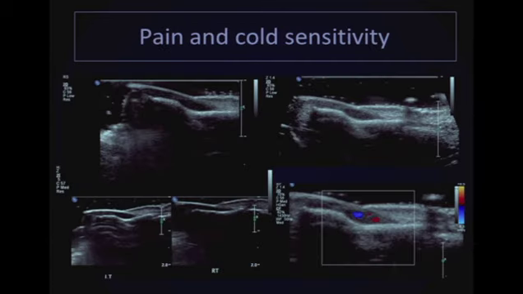Now this set of images is from a case that illustrates many of the principles that I thought to put in one case. This patient came with pain and cold sensitivity in the fingertip.